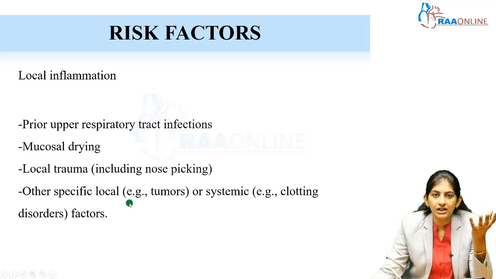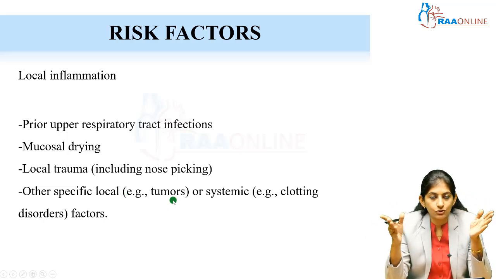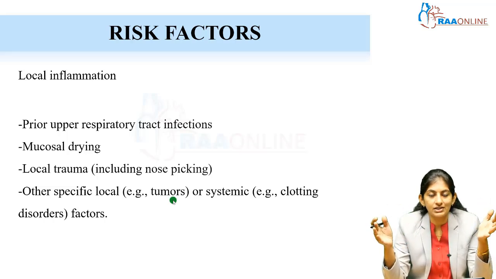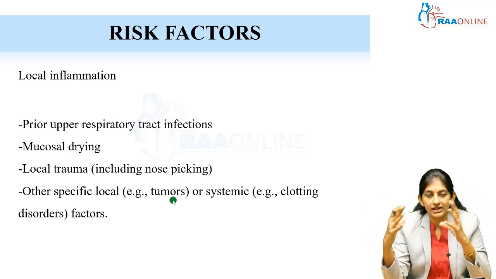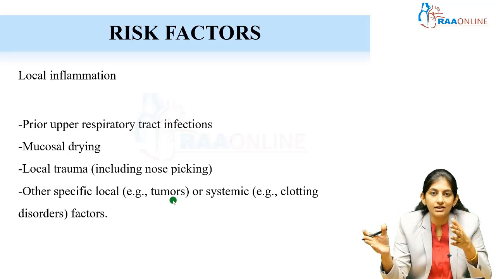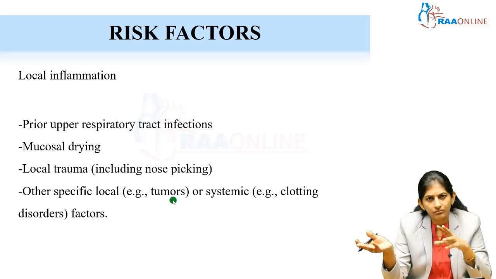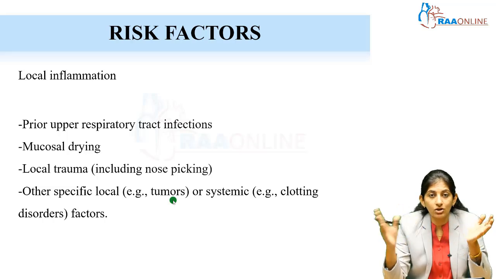And other specific factors involving the local area. It could be tumors, as I told you. Epistaxis is common in the age group between 2 to 10 years, isn't it? Beyond 10 years of age, when the child experiences recurrent epistaxis, we should definitely think of a tumor, that is JNA, juvenile nasopharyngeal angiofibroma. Those are the causes you will think of beyond this age group.